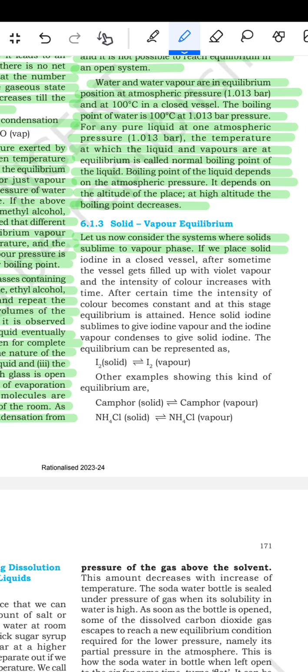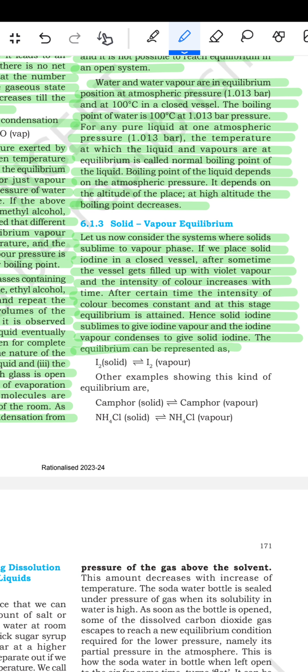If we place solid iodine in a closed vessel, after some time the vessel gets filled up with violet vapor, and the intensity of the color increases with time. After a certain time the intensity of the color becomes constant, and at this stage equilibrium is attained. Hence solid iodine sublimes to give iodine vapor, and iodine vapor condenses to give solid iodine.